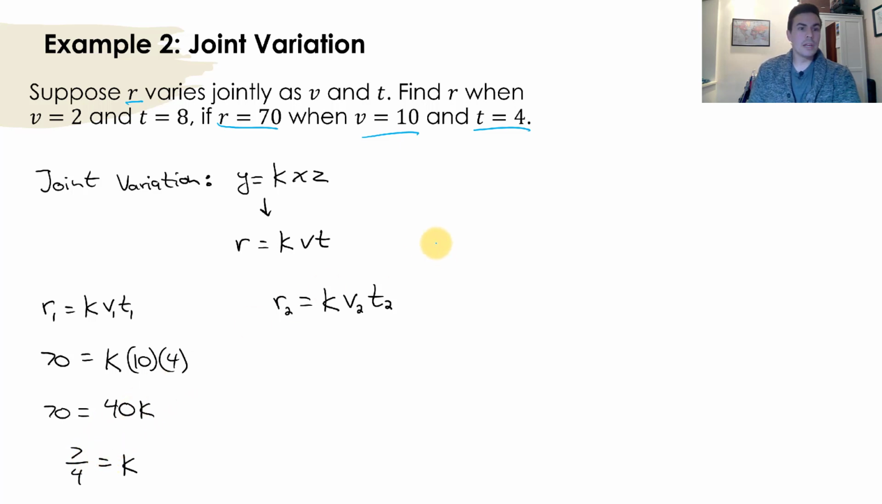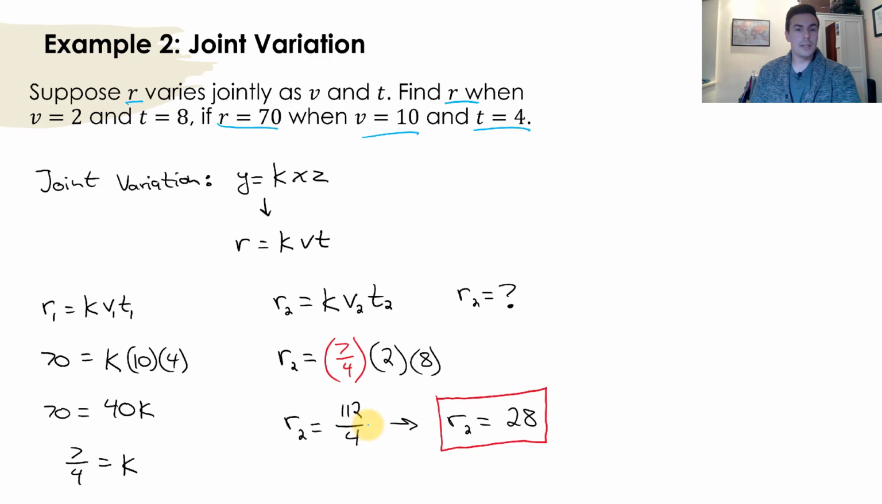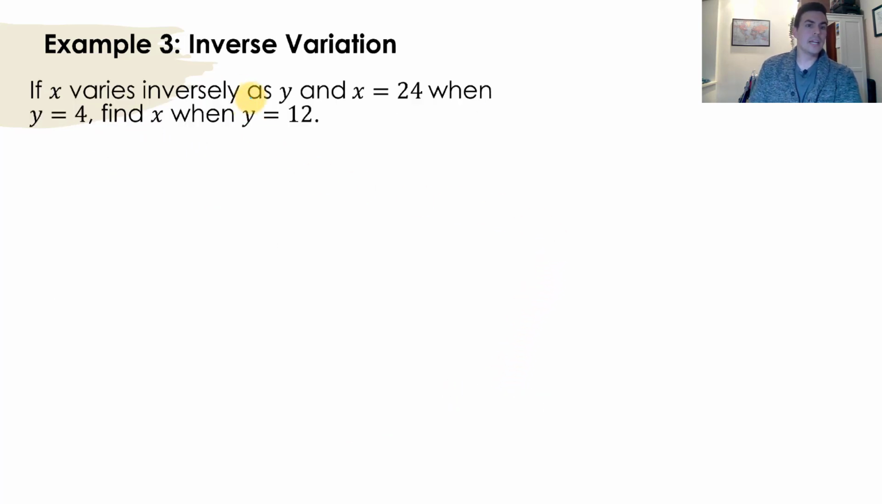Now, what are we looking for? We're asked to find r when we're given the other v and t values, but we don't know what r is. But we can just go ahead and plug in what we found for k, plug in our other v and t values, and we can go ahead and solve for r, and that's going to simplify to 28.